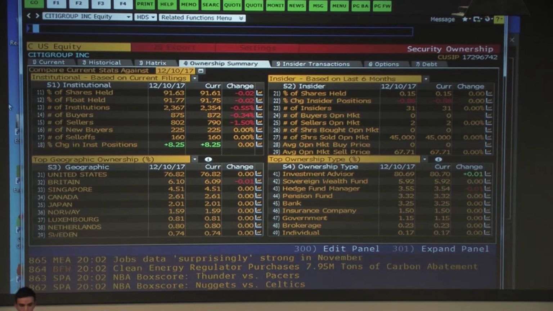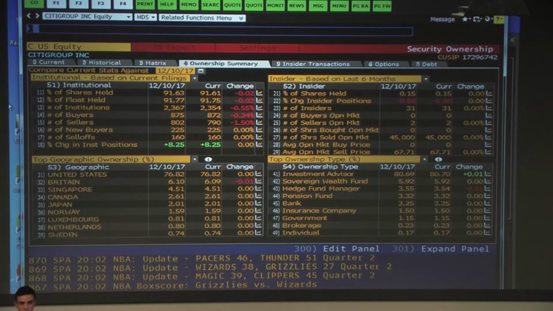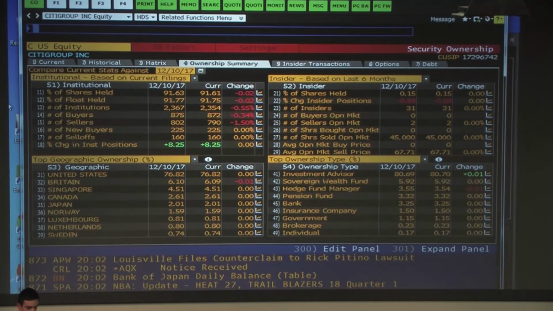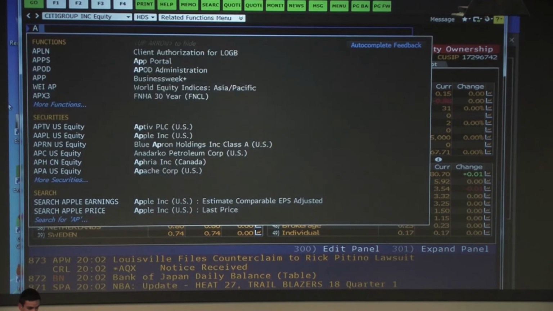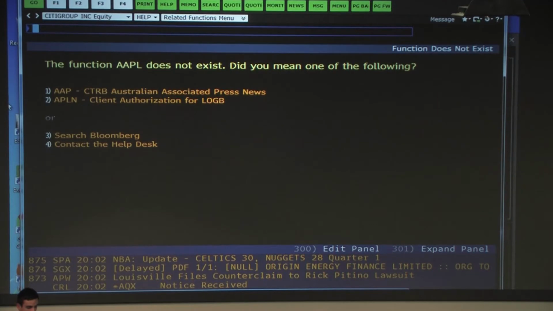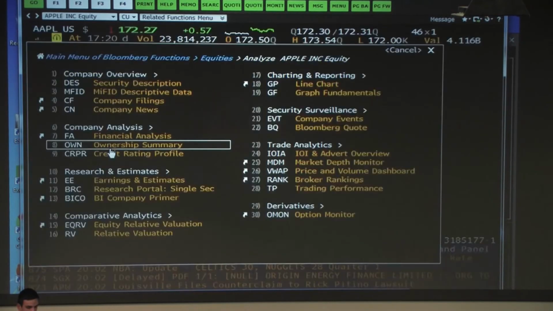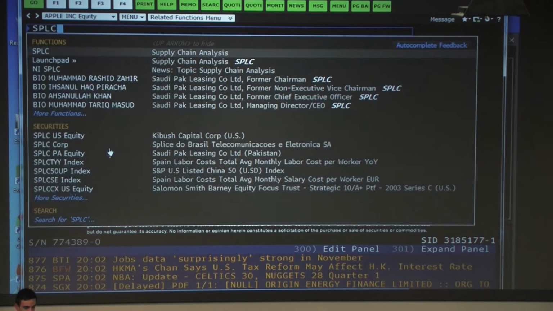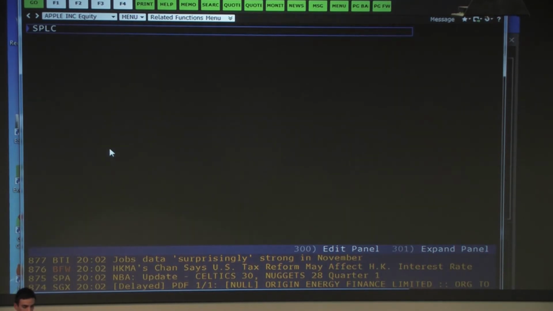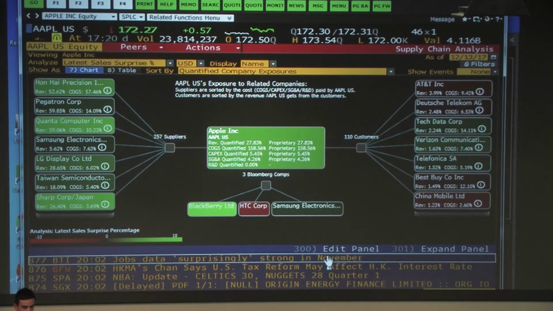Let's say we want to see the supply chain of a certain company. Let's go back to Apple. If we go to AAPL US and then equity. This is really being annoying today. So if we click here, and go to the function SPCL, that represents the company's supply chain analysis. If this loads in a proper fashion. Okay, perfect. Right now you can see Apple's supply chain.